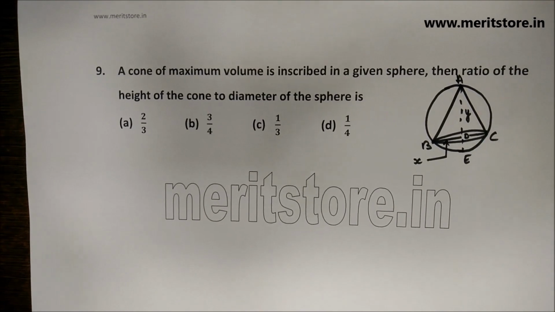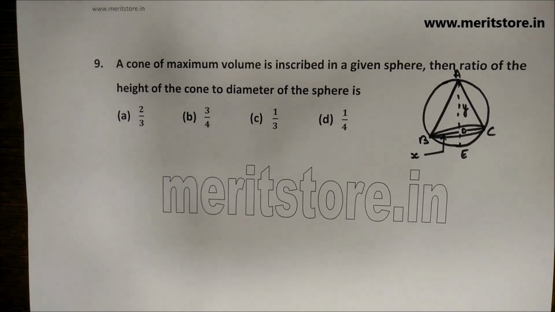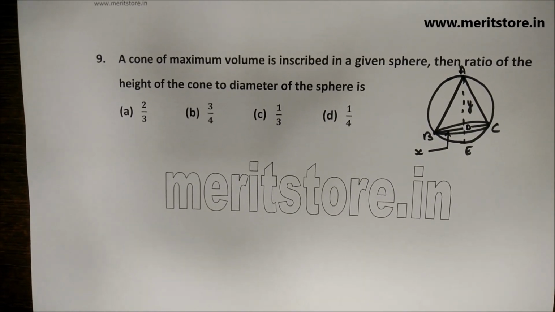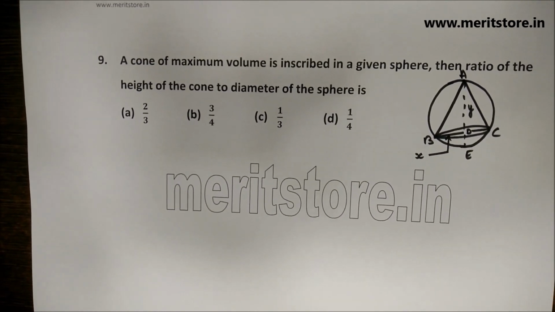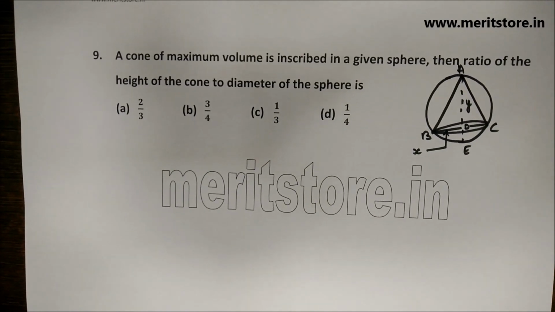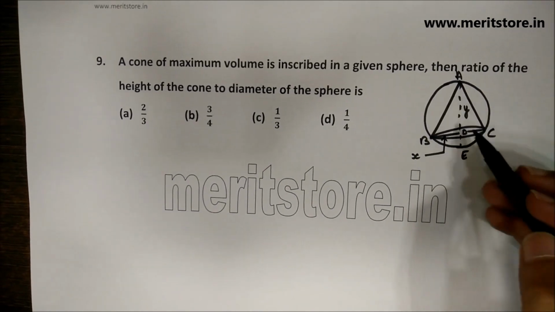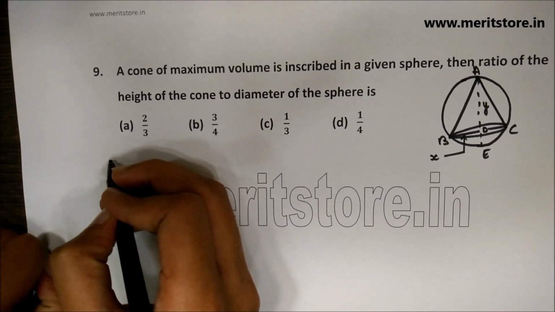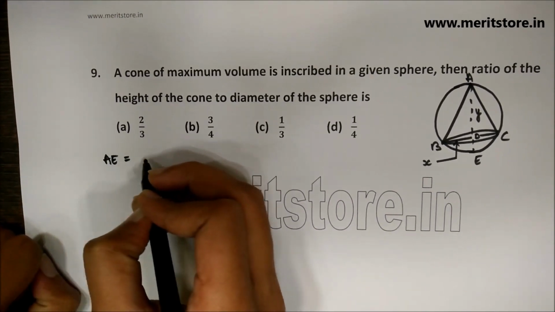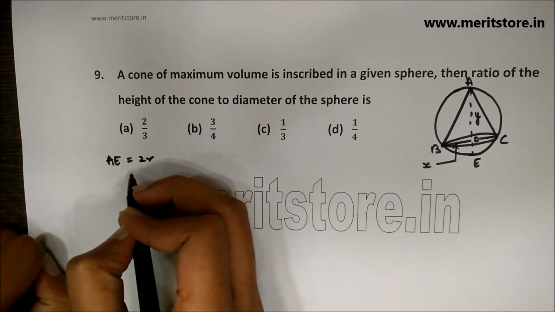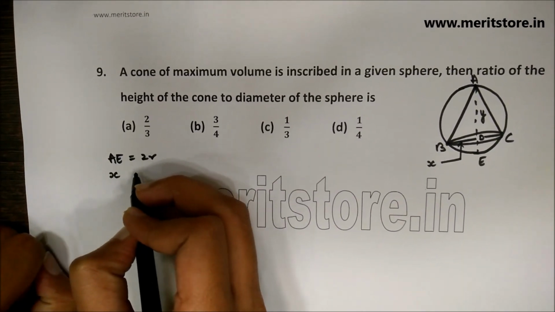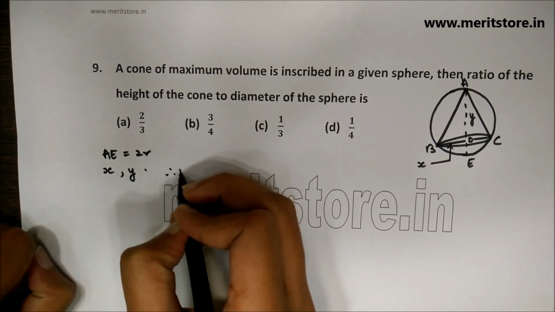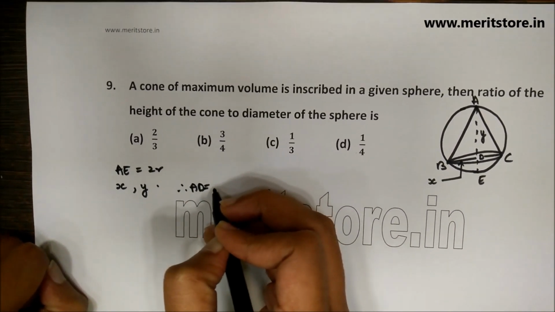9. A cone of maximum volume is inscribed in a given sphere. Then the ratio of the height of the cone to the diameter of the sphere is option A 2 by 3, option B 3 by 4, option C 1 by 3, and option D 1 by 4. This is a cone inscribed in a sphere. Let the diameter of the sphere be AE, which is equal to 2r. Let the radius of the cone be x and the height be y. Therefore AD is equal to y.